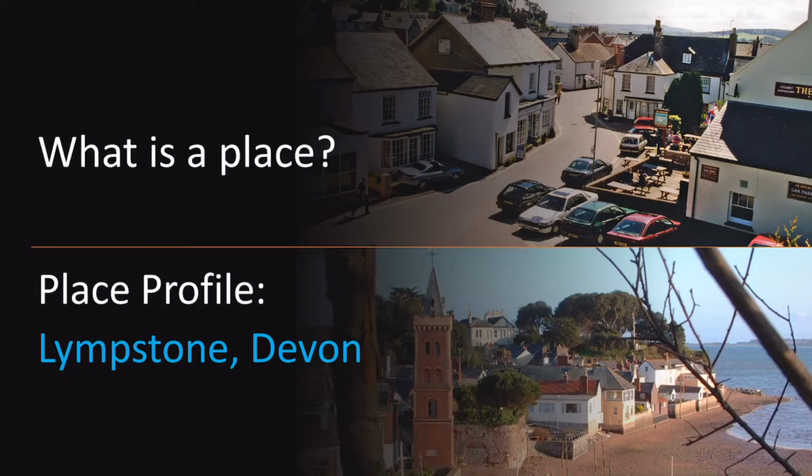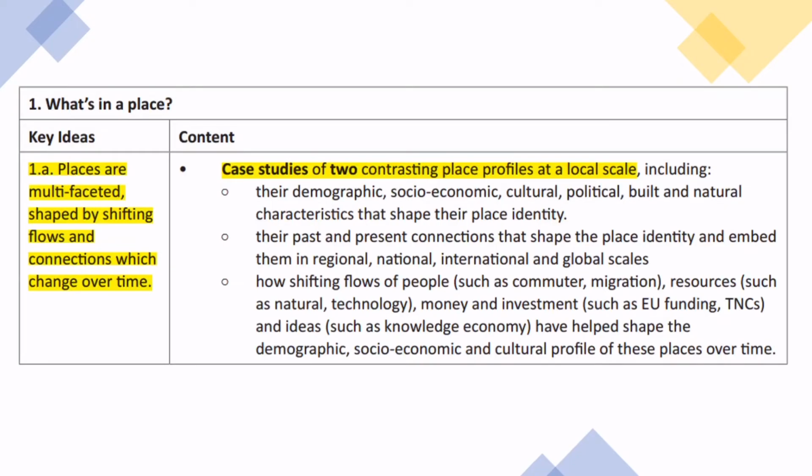In today's lesson, we're going to carry on looking at place profiles and looking at a place called Lympstone in Devon. This is part of the OCR A-level spec 1.A, where we need to contrast two place profiles at a local scale, looking at the different factors that shape that identity. In this video, I'm going to just look at natural characteristics, past characteristics, and the built environment.